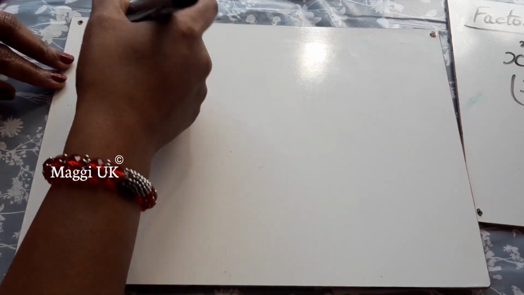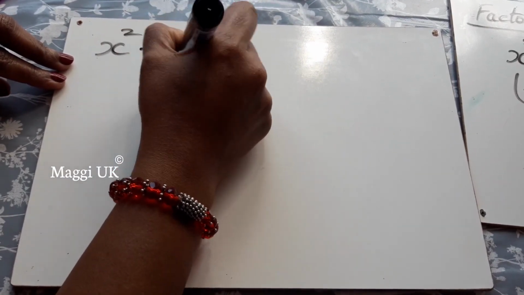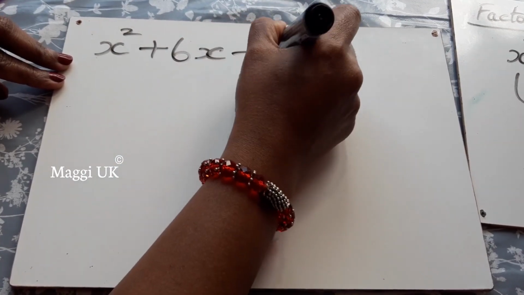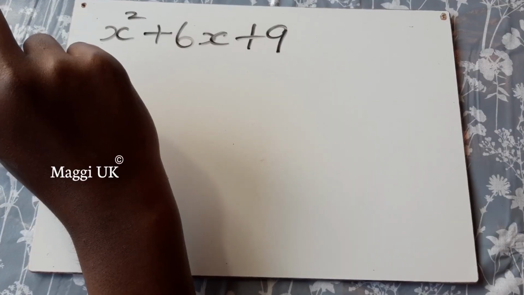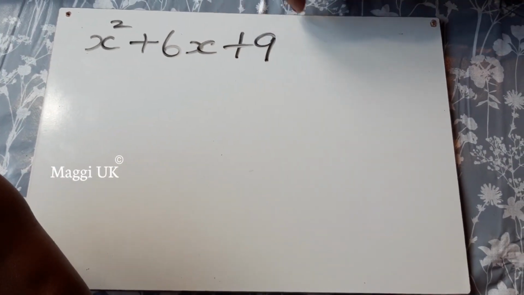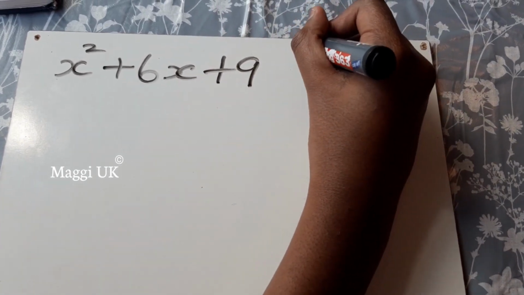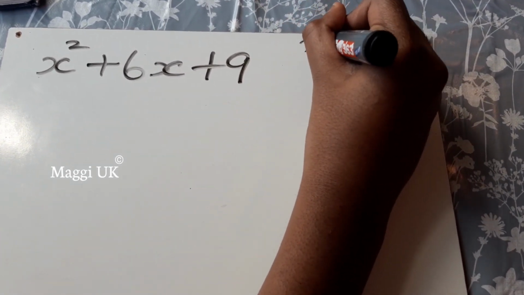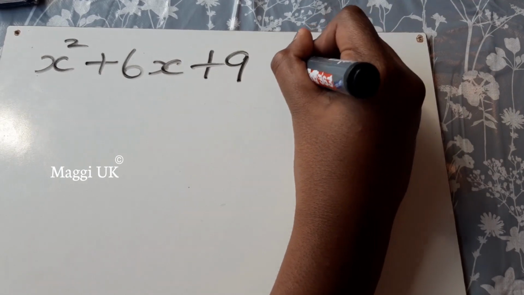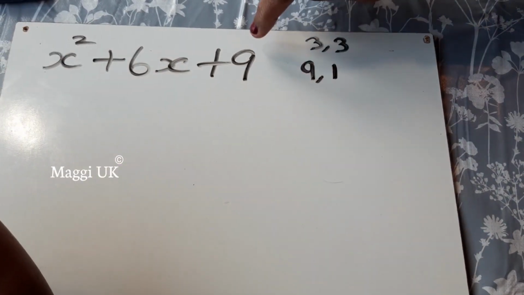Okay, which is going to be x squared plus 6x plus 9, and he's going to do it now. So this is the question, x squared plus 6x plus 9. What are the multiples you have for 9? 3 and 3. And then 9 and 1. So these are the two multiples we have for the 9.